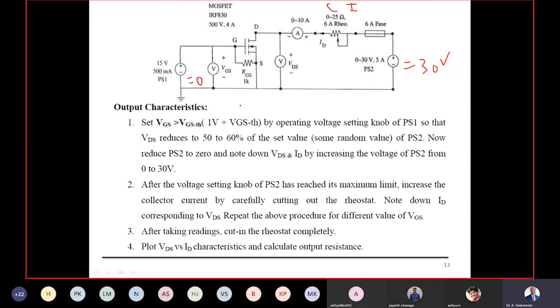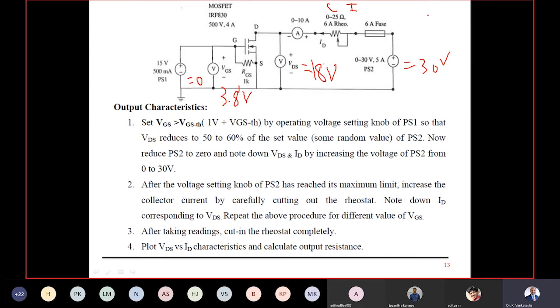Now the experiment starts. Set VGS, nothing but PS1, by increasing PS1. Set VGS a little bit more than VGS threshold. I may set 3.8 volt, which is more than the 3.3 volt we got. Then when you set VGS to 3.8 volt, VDS will reduce to 60% of 30 volt, so it will be around 18 volts. That's my first step. I have not taken any readings yet, just doing some settings. Set your VGS more than VGS threshold such that VDS drops to 60% of 30, nothing but 18 volt.